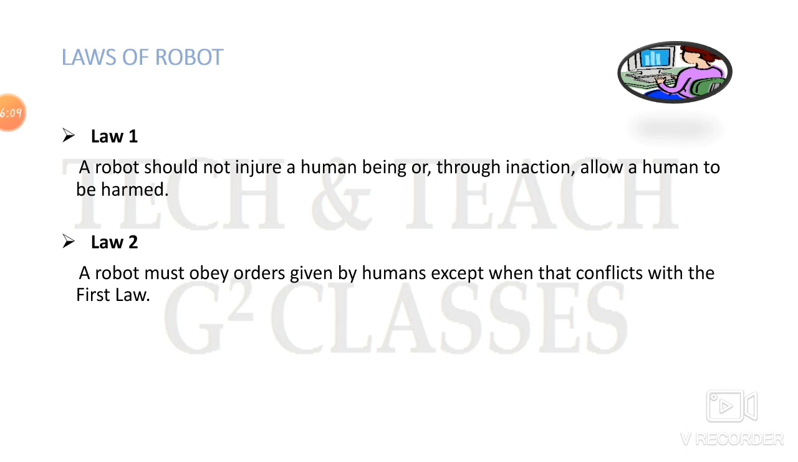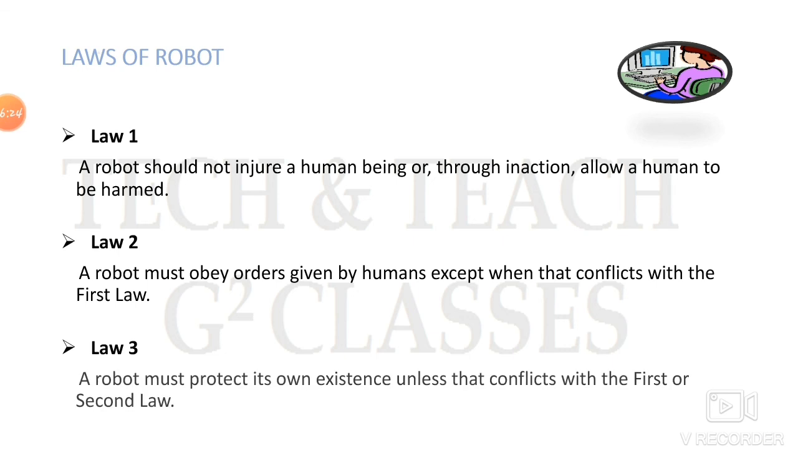What is the third law? A robot must protect its own existence unless that conflicts with the first or second law. Meaning if I tell the robot to destroy itself, the robot should not destroy itself. It should protect its own existence. That is the third law.